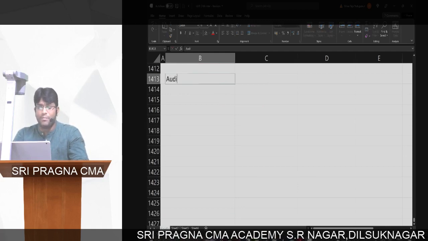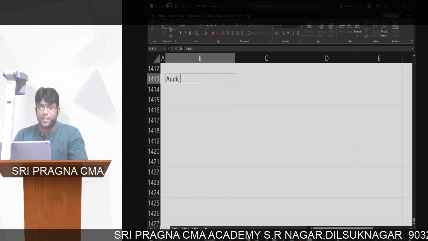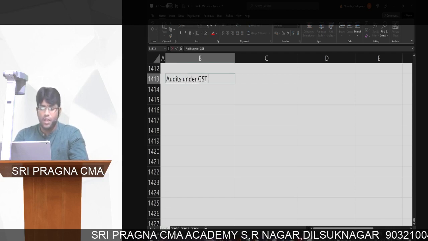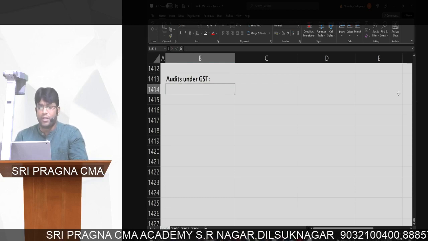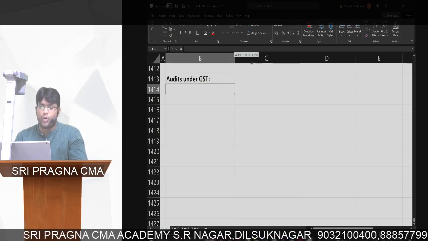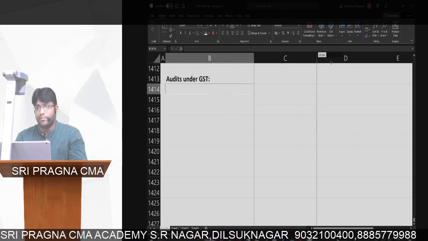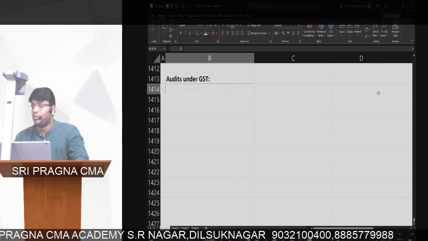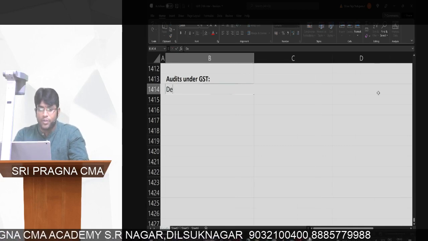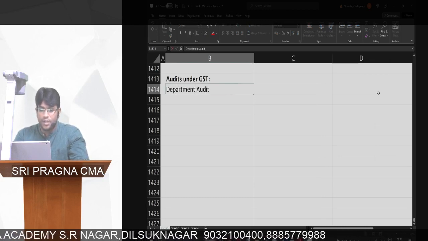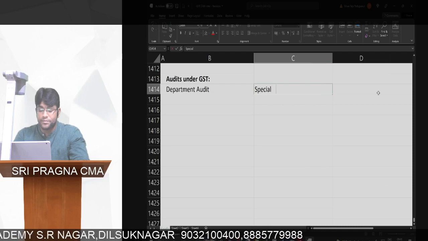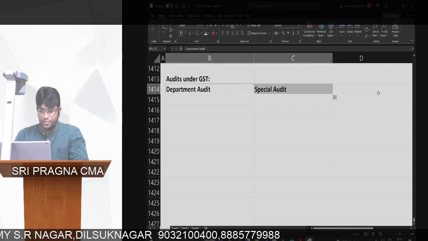Next, my dear friends, I want to complete a small topic in 2 minutes. That is audits under GST, which has a small importance in the exam, where 2 to 4 marks may come, may not come, but still we have to learn about it. There are 2 types of audit: department audits and special audits.